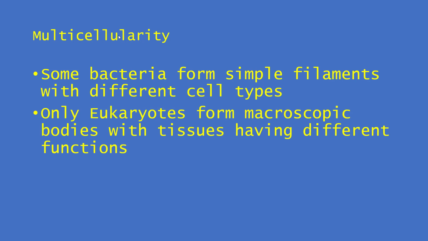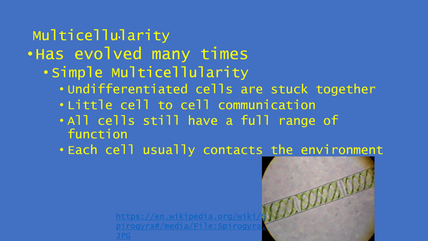We know that bacteria, for example, which are not protists, let me be clear, those are prokaryotes, can form filaments. They're not really multicellular, but they link together to form colonies, essentially. But only in eukaryotes do we see macroscopic bodies, meaning bodies that can be seen without a microscope, that have tissues with different functions. So multicellularity, we can tell, has evolved a bunch of times.